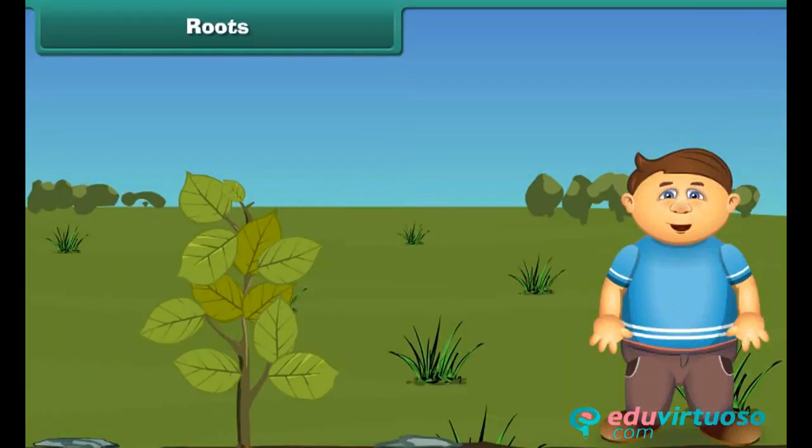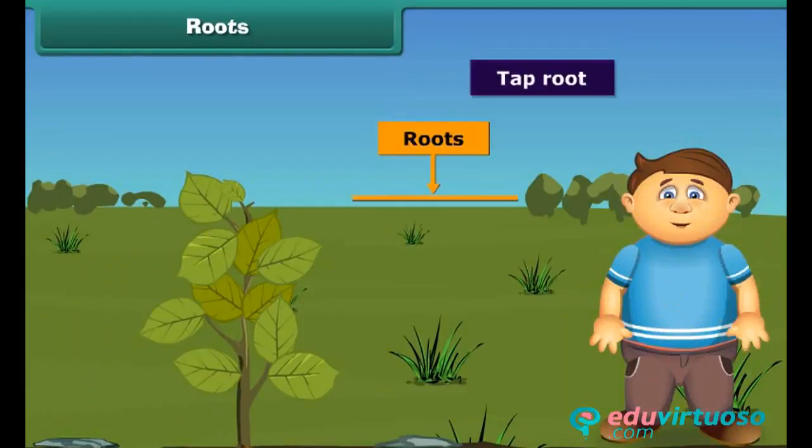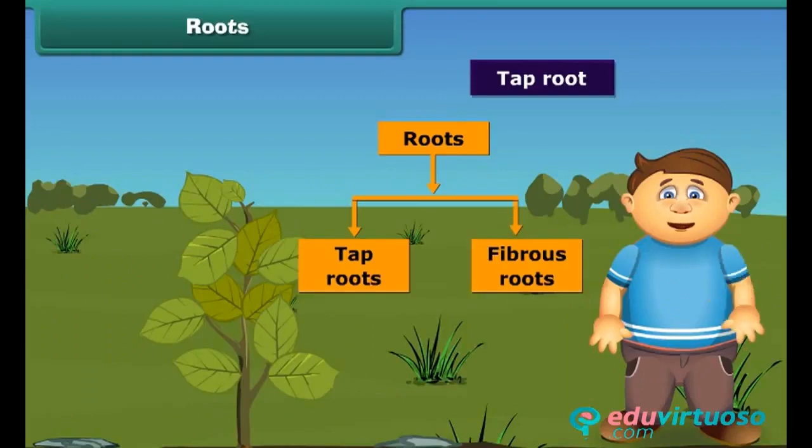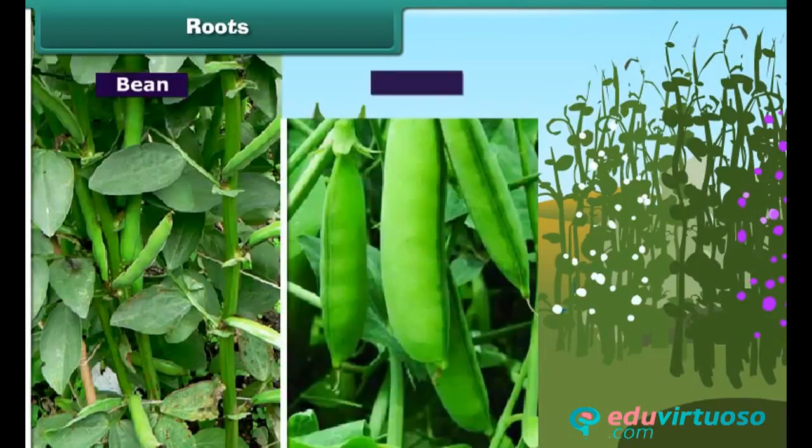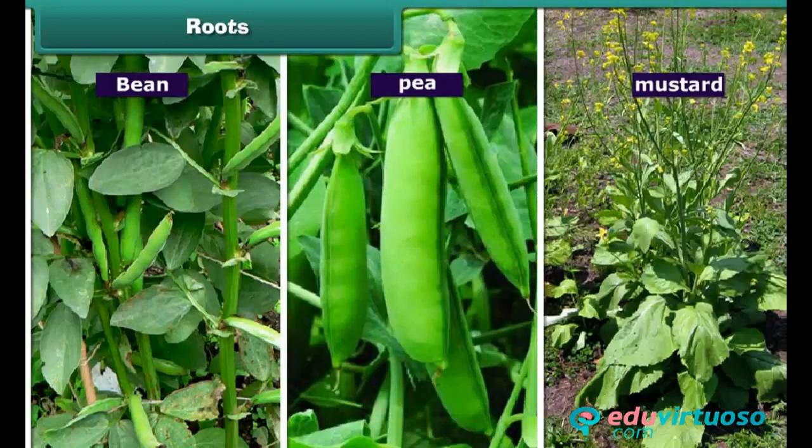Do you know that there are mainly two types of roots? Tap roots and fibrous roots. But what are they? In a tap root, there is a main thick root that grows deeper in the soil. Several weak and thinner roots grow out from this main root. Tap roots are generally found in bean, pea and mustard plants.